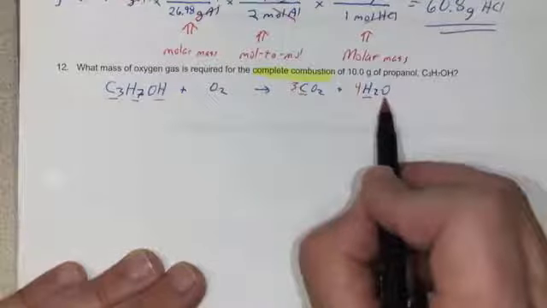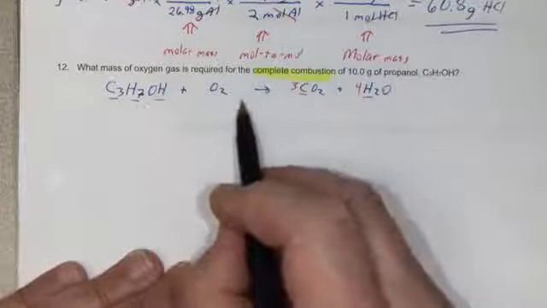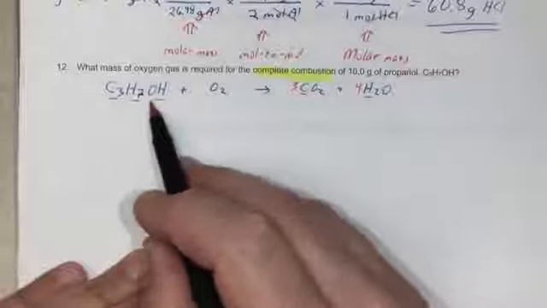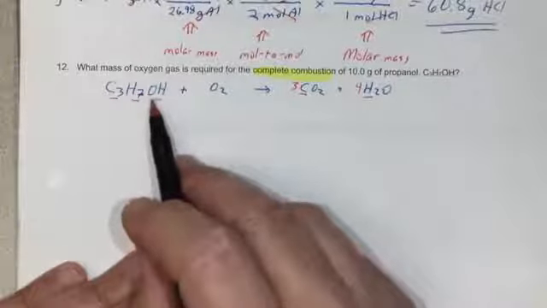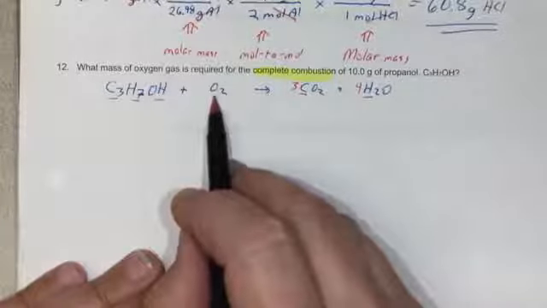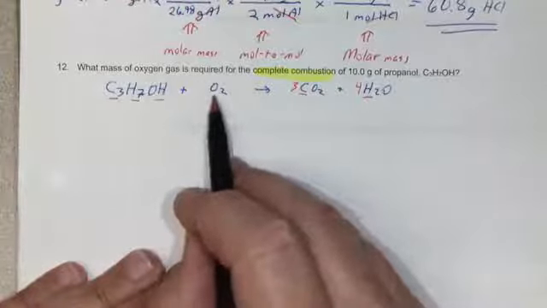I have 10 oxygens on the product side. How do I get 10 on the reactant side? Well, I've already got 1. Don't forget this oxygen. 1 plus what equals 10? 1 plus 9 equals 10.